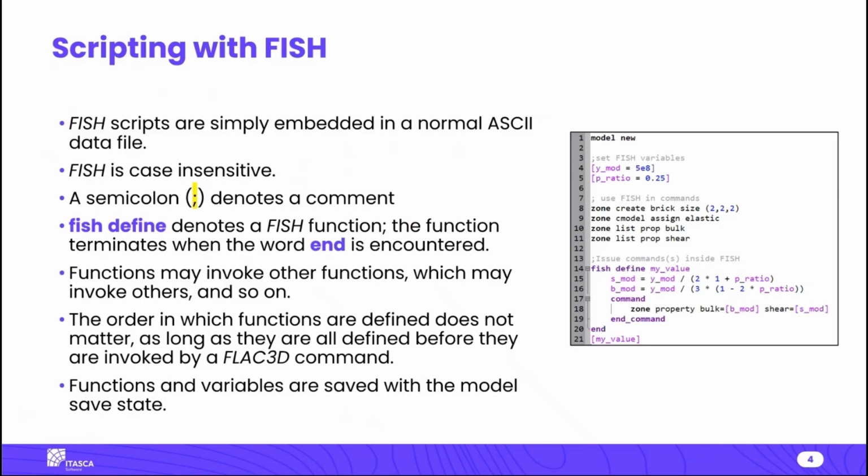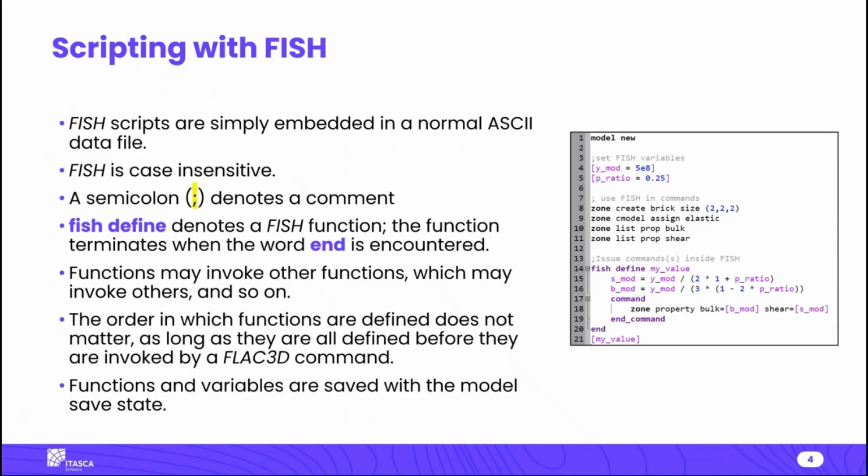So Fish scripting. A Fish script is just basically an ASCII file, so it's basically the same as the data files we've seen thus far. Fish is case insensitive, so if you're used to C or C++, it does not behave the same way. It doesn't matter if you use capitals or smalls. A comment is denoted by a semicolon, and you can see here in the editor, when you put comments in, they turn gray. When you create a function, you use Fish define to start a function, and you use end to end the function.